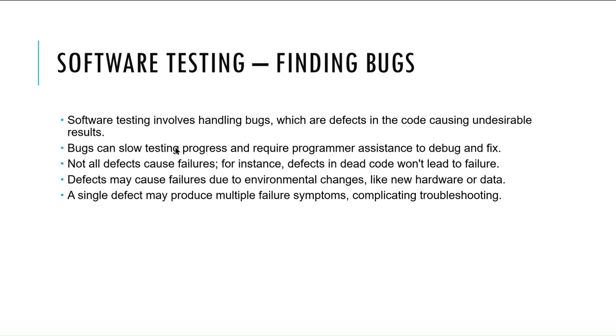Finding bugs while testing software. Now, software testing involves handling bugs, which are defects in the code causing undesirable results. Bugs can slow testing progress and require programmer assistance to debug and fix. Not all defects cause failures. For instance, defects in dead code won't lead to failure. Defects may cause failures due to environmental changes like new hardware or data. A single defect may produce multiple failure symptoms, complicating troubleshooting.